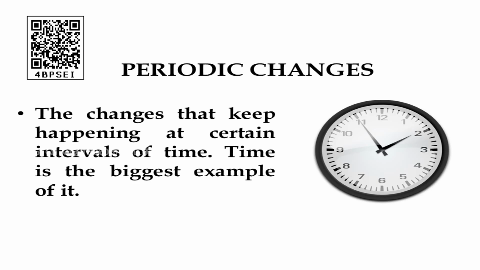Next are the periodic changes. In periodic changes, the changes keep happening at certain intervals of time. Here, time is the biggest example of it. Every day we get 24 hours and after the periodic interval, the time on the clock is repeated again. Another example of this can be that of weather. They keep coming after a certain interval of time.